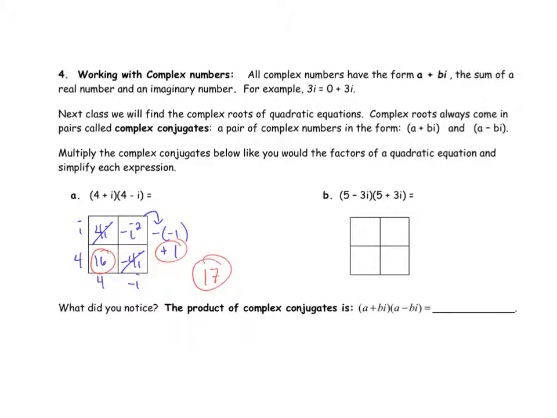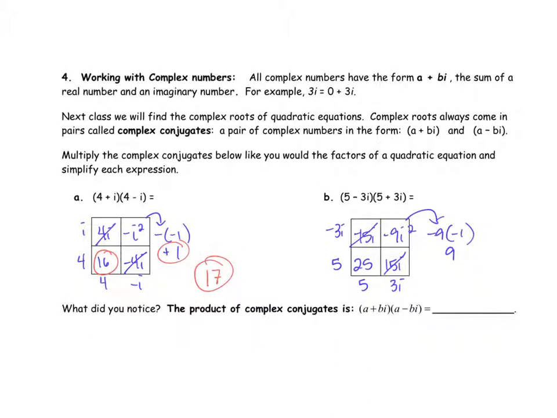All right, 5 minus 3i, 5 plus 3i, 25, negative 15i, positive 15i, and then negative 9i squared. So this negative 9i squared is going to give me negative 9 times negative 1, which is a positive 9. The 15i and negative 15i, those are going to add out. So I've got 25 plus 9, which is going to give me 34.